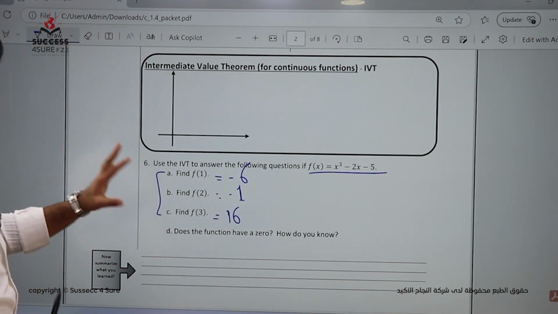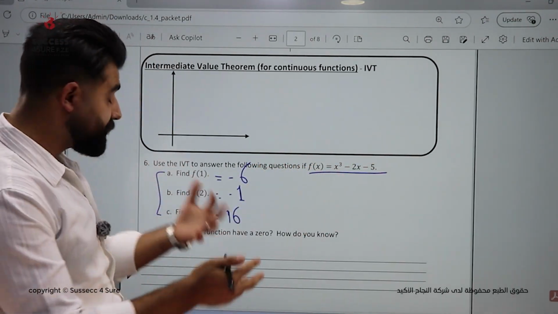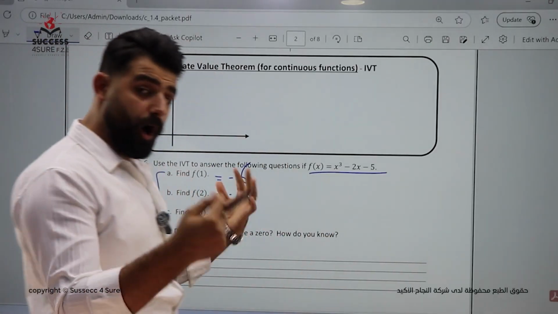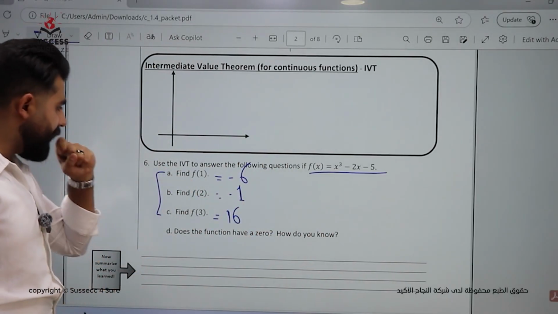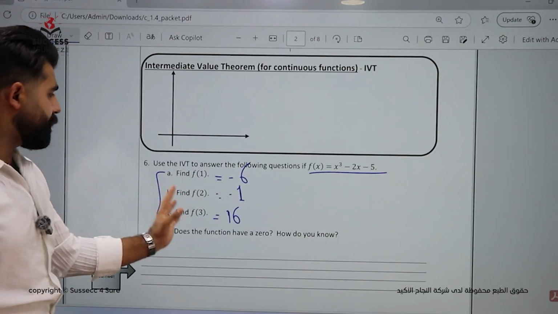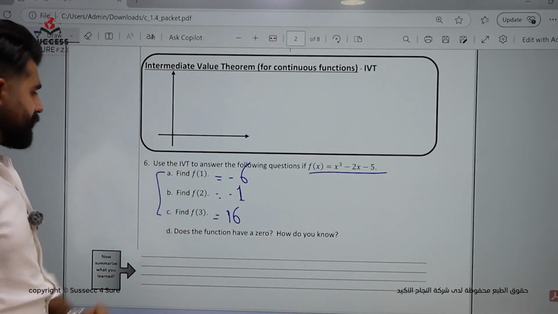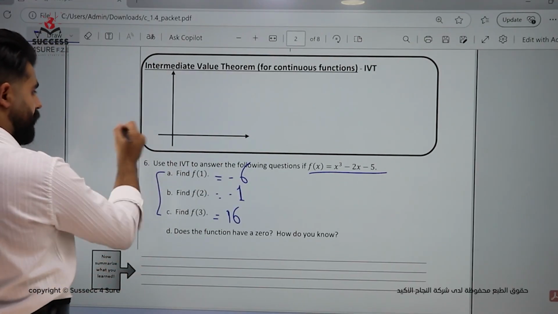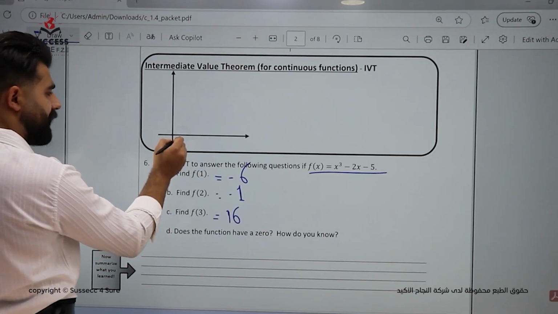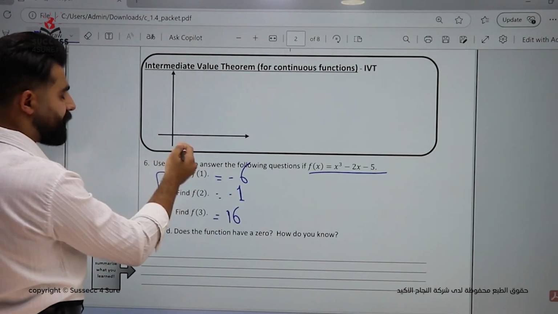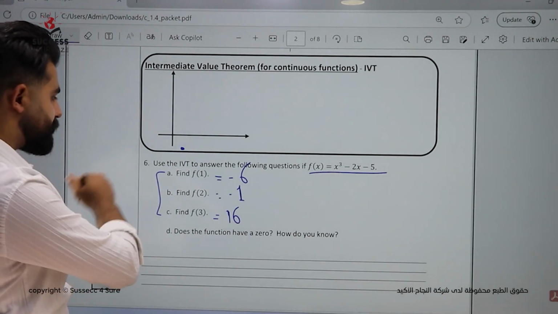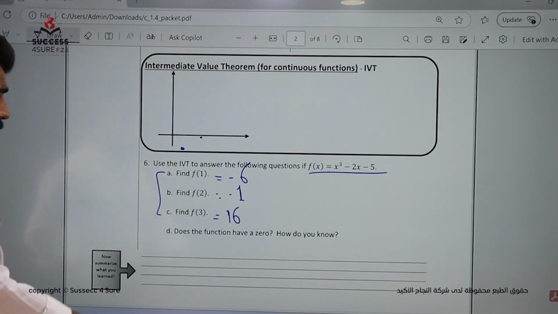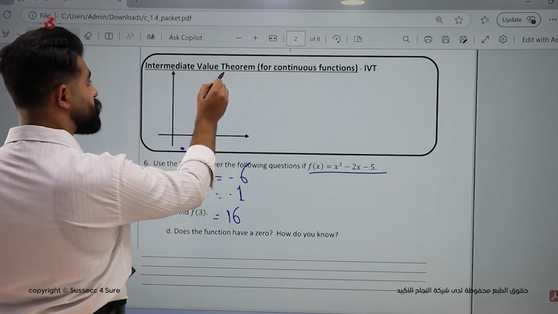Now, we are talking about a polynomial function, and we talked about how all polynomial functions are continuous on their domain. To understand the intermediate value theorem, we have f of 1 equals negative 6, f of 2 equals negative 1, and f of 3 equals 16. Put 1 with negative 6, I mean the point 1, negative 6. Let's say the point is right there. And the 2 with the negative 1, this is 2 and this is negative 1. Now the 3 with 16. This is 3 and this is 16.